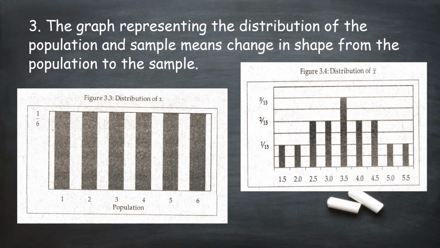Lastly, the graphical representation for the population and the sample mean change in shape from the population to the sample, as you can see in the given figure. So what we're trying to say given this figure is that as we include a lot of samples, the graph might be a representation of a normal distribution most of the time, but there are still times that the graph is not a normal distribution, but in most cases the graph is a normal distribution.